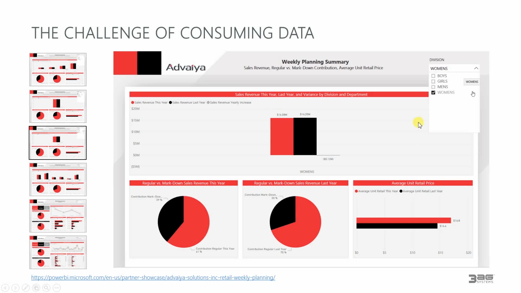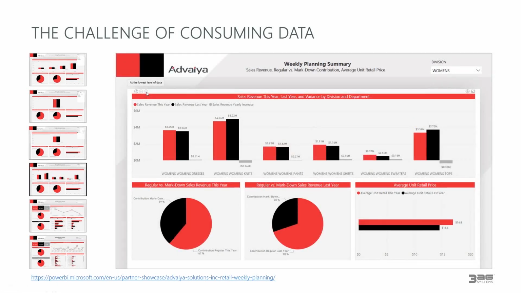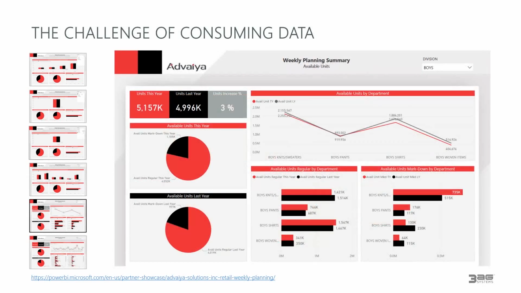Now, there's also a drill down capability. So for example, here you can see that the women's division, they have several different categories: dresses, pants, shirts, sweaters, and so on. There are also two general sets of dashboards. One that show the revenue, and this next set here that shows units.